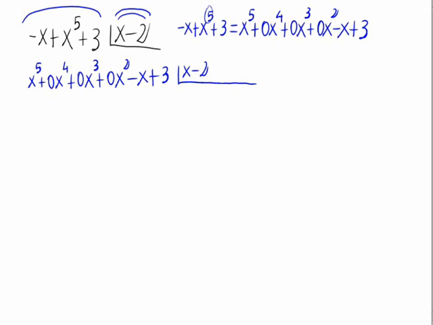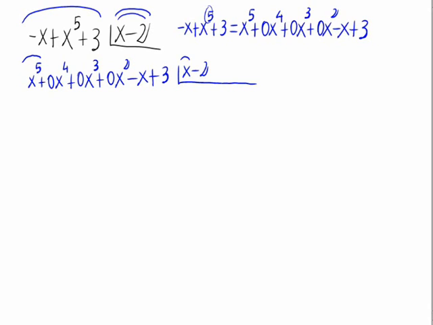We're looking for a quotient and a remainder. The remainder would be a polynomial with the same or smaller degree than the divisor. So it would be a degree 1 or degree 0 polynomial. Let's begin with the division.